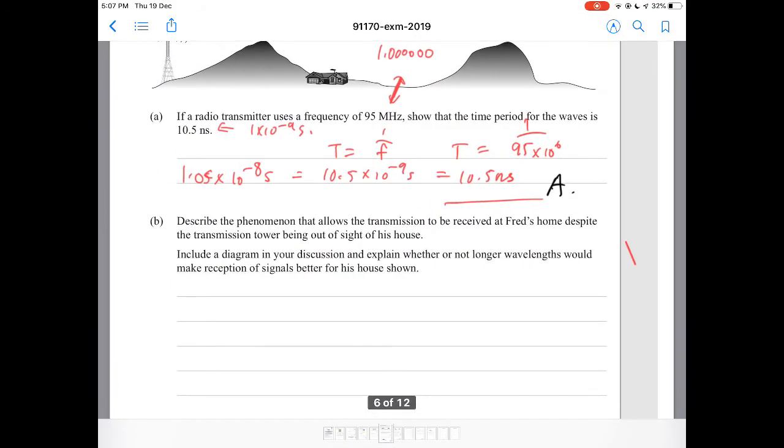Right, so B, describe the phenomenon that allows the transmission to be received at Fred's home, despite the transmission tower being out of sight of his house. Include a diagram in the discussion and explain whether or not longer wavelengths will make reception of signals better for his house shown.